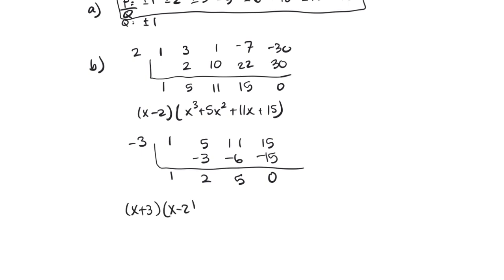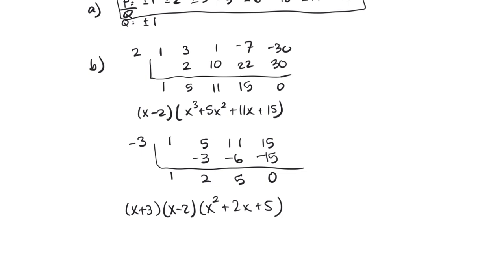We already had a factor of x minus 2, and now we have a reduced polynomial factor of x squared plus 2x plus 5. So we need to find the remaining two zeros from this quadratic expression. This doesn't factor. X squared plus 2x plus 5 is irreducible. That means we have to find the zeros from that using the quadratic formula.